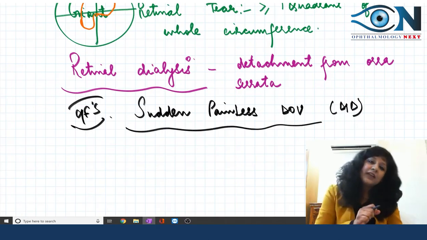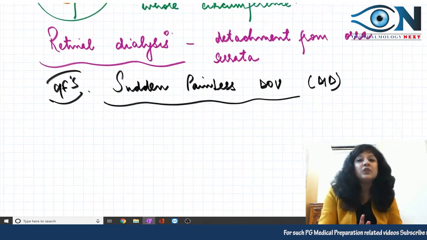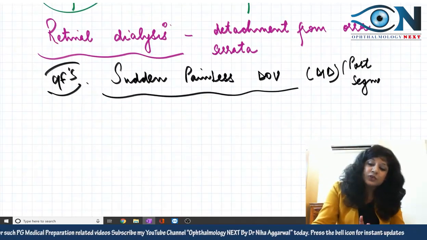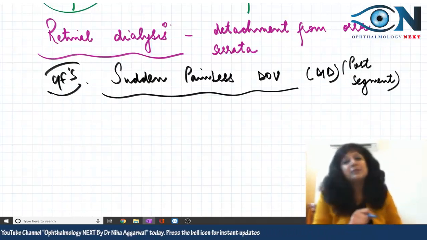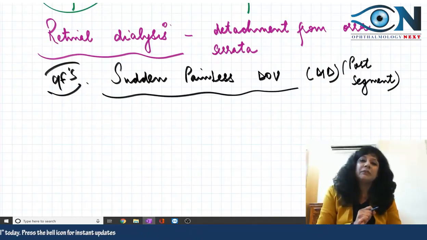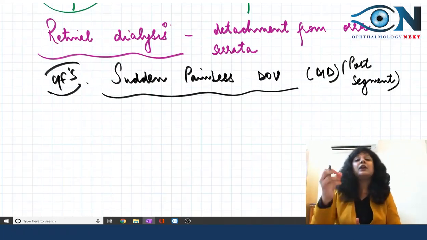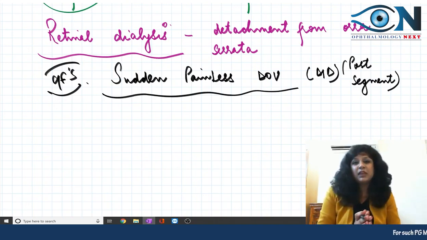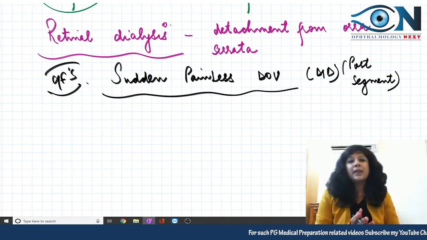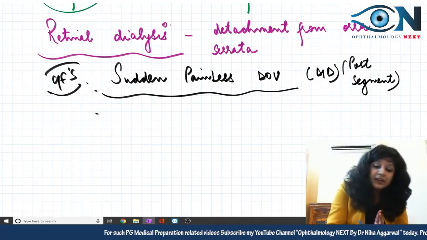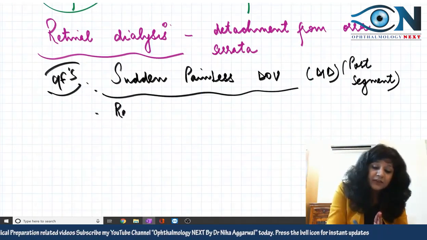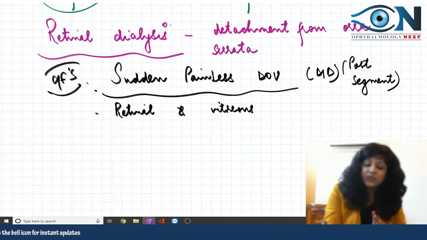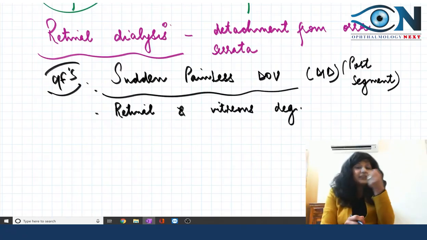If I know that it is a sudden painless diminution of vision, what I tell you every time is to always remember your posterior segment. So this will always start with sudden painless diminution of vision. Start thinking about the posterior segment, like arterial occlusion, venous occlusion, CSR, CME. There are so many things here which will give you sudden painless diminution of vision. Now here we have two important things: retinal as well as vitreous degenerations. We have the degenerations, and we have the traction there.